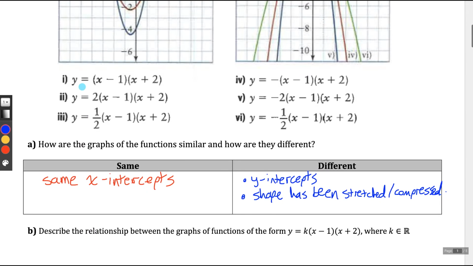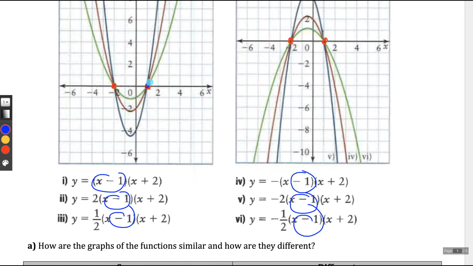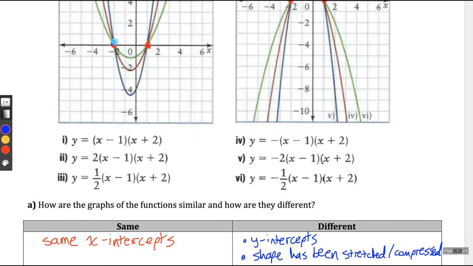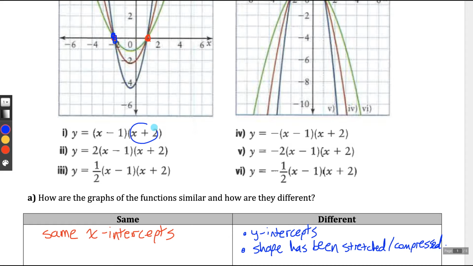Now let's look at the equations. Notice in the equations, they all have the exact same factors that include an x. They all have the factor of x minus 1. That's where the x-intercept of 1 comes from, because 1 is an x value that would make all 6 of these equations become 0. -2 is also an x value that would make all 6 of these equations become 0, because they all have a factor of x plus 2.